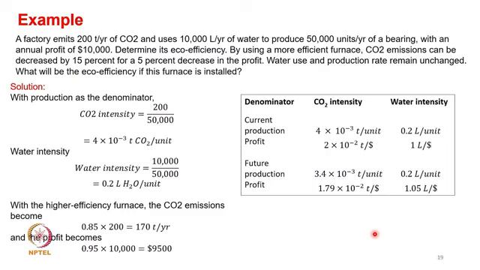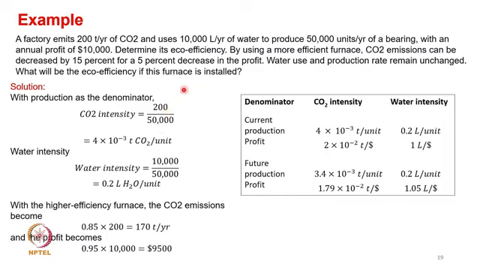A factory emits 200 tons per year of CO2 and uses 10,000 liters per year of water to produce 50,000 units of a bearing, which has an annual profit of $10,000. Determine its eco-efficiency. By using a more efficient furnace, CO2 emissions can be decreased by 15% for a 5% decrease in the profit. Water use and the production rates remain unchanged. What will be the eco-efficiency of the furnace if this furnace is installed?